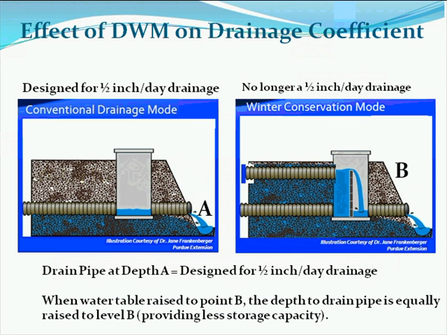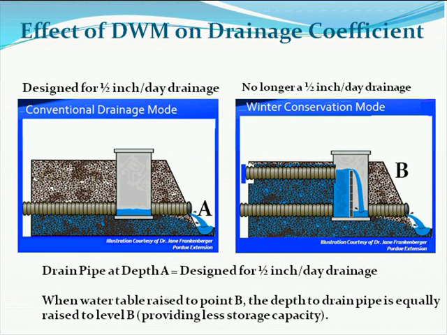On the left-hand side, I have the drawing of a drainage system. This is a conventional drainage mode. Let's assume this was designed for a drainage coefficient of half an inch per day, and no, we haven't raised the water table. The water table is at the drain pipe level. Now, on the right-hand side, let's say this is the winter conservation mode, and we have raised the water table by the flashboards. So when you look at these two, I'm going to put some points here, A and B.